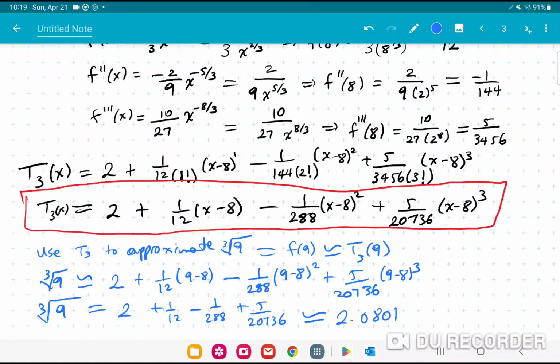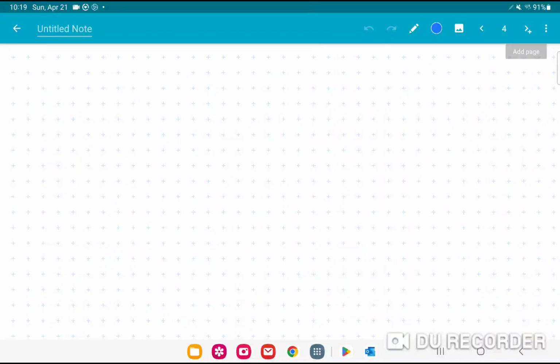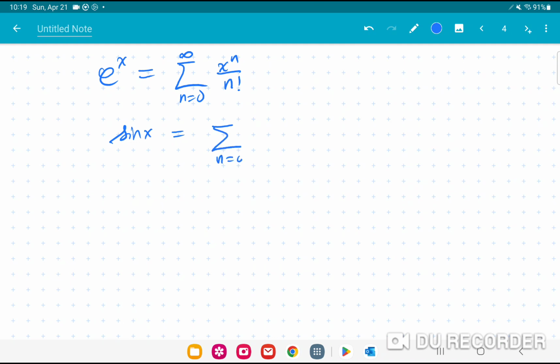So I just want to add one more comment, so that I would like you to memorize or at least recognize the Maclaurin series for e to the x. This is x to the power of n over n factorial, n from 0 to infinity. Sine of x is n from 0 to infinity, x to the power of 2n plus 1 over 2n plus 1 quantity factorial times minus 1 to the power of n. This is the one that we just computed a few minutes ago.